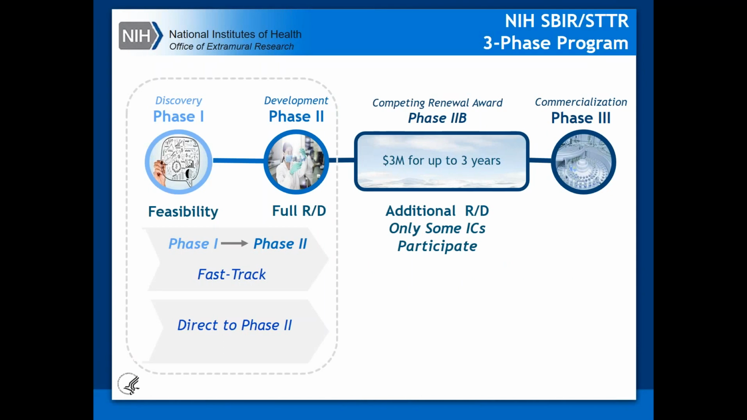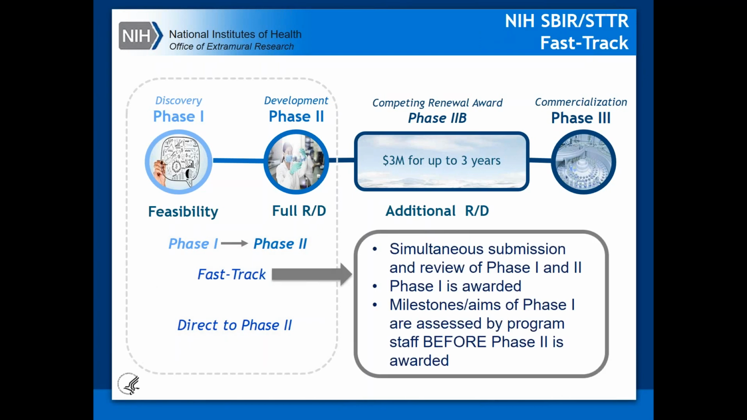The SBIR STTR program is a three-phase program. We've talked about phase 1, which is feasibility. Development is in phase 2, which is full R&D. You probably saw on the chart something called a FastTrack, which is basically phase 1 and phase 2, and we also have direct to phase 2. To the right, you see we have competing renewal awards under phase 2B, which could be for $3 million for up to 3 years. Additional R&D needs to be done, and only some ICs participate in 2B. And of course, there is commercialization, phase 3, which we talked about, but generally the NIH doesn't participate in it or have any funds for it.